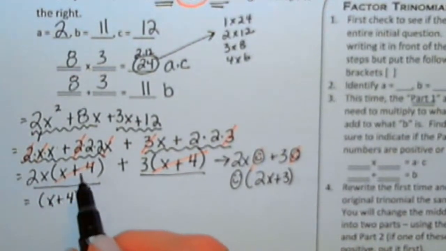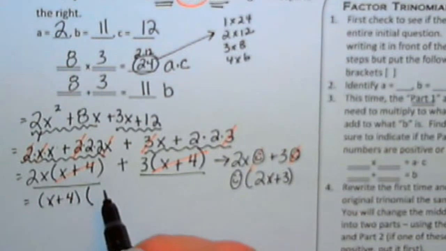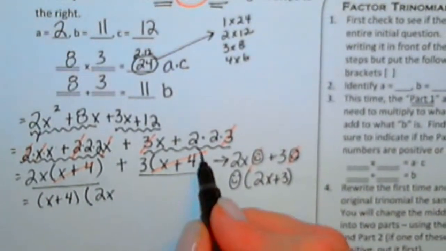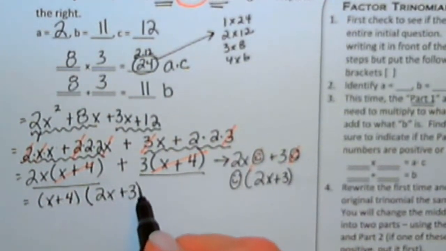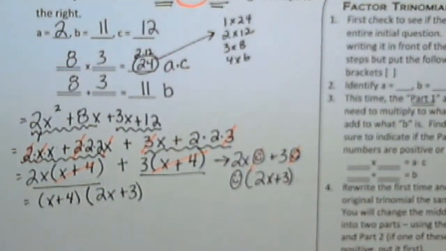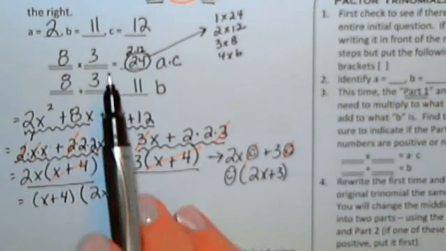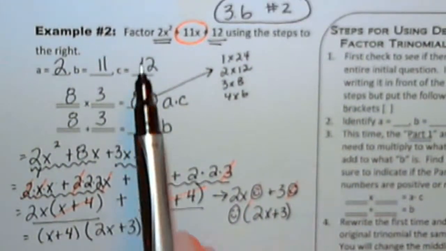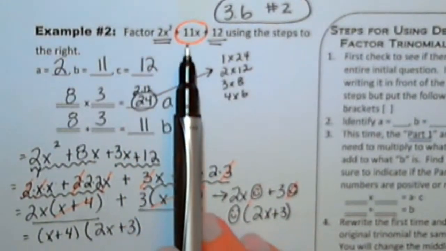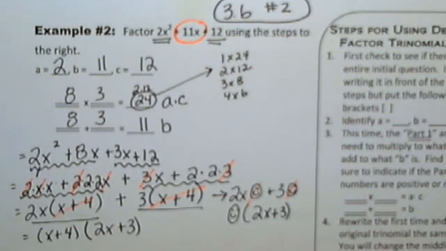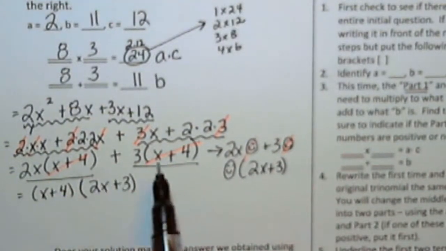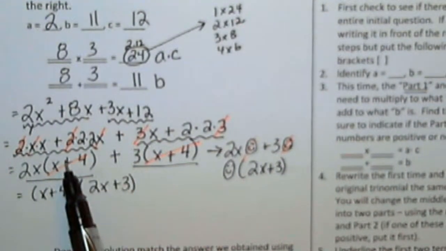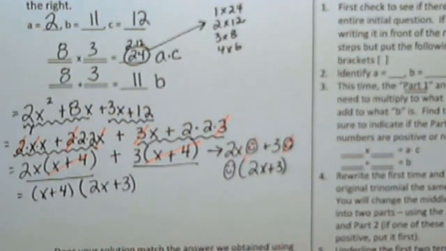What's left? Well, when I pull the x plus 4 out of this first term, I have a 2x. When I pull the x plus 4 out of this last term, I have a plus 3 left. And that's the final factors for this question. And if you notice, this is the same question that we factored at the very beginning of this section using algebra tiles, and this is the same answer that we got. You can tell you're on the right track right at this point here because you should notice the exact same term showing up in brackets here as here.